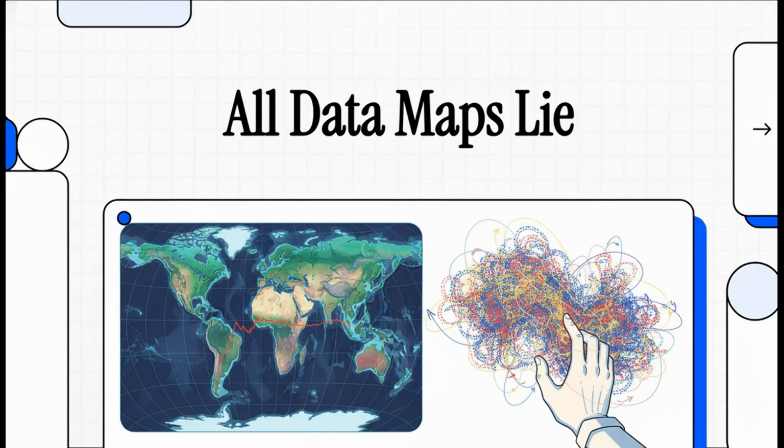We trust maps. We rely on them to show us the world as it is. But what if I told you that every single map you've ever looked at is telling you a lie? A necessary lie, maybe, but a lie nonetheless. And what's really wild is that this exact same kind of deception is hiding in plain sight in the charts and visualizations that scientists use every single day to make huge discoveries. So let's get into it.